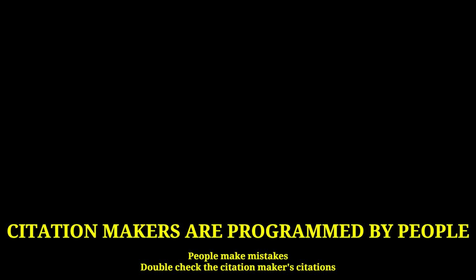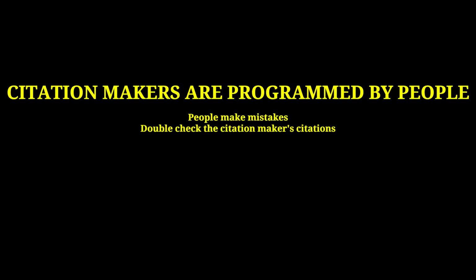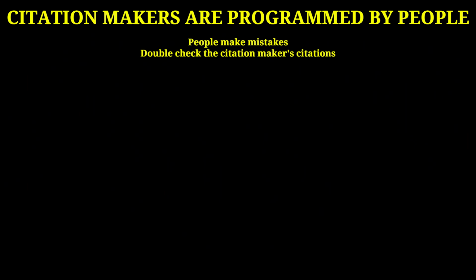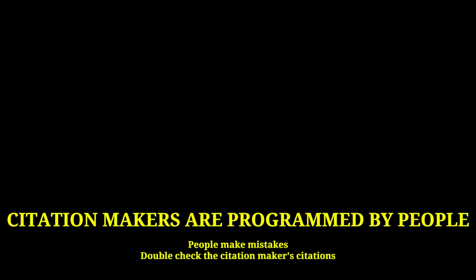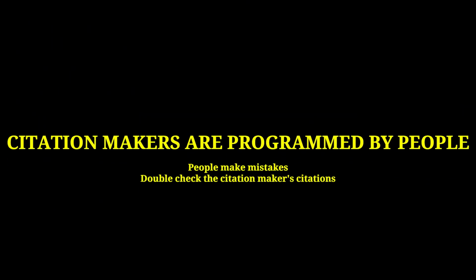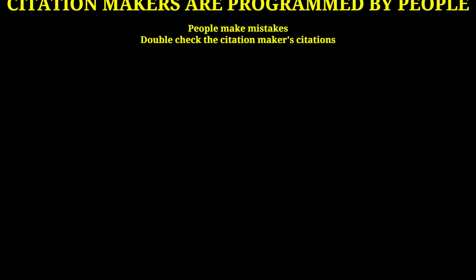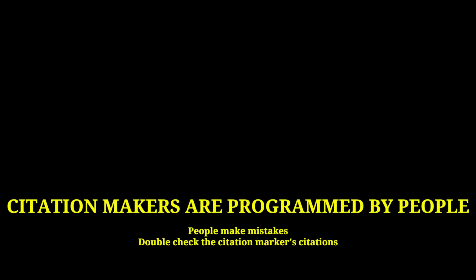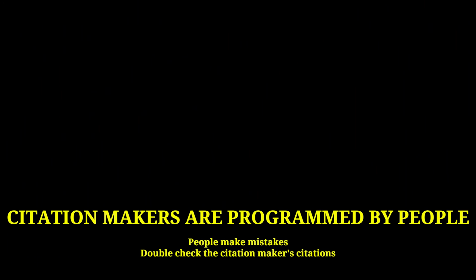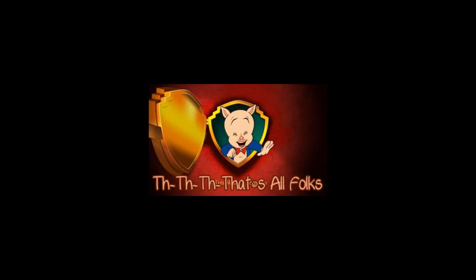I know that some of you are probably rolling your eyes saying, well, I'll just use a citation maker. But remember, citation makers are programmed by people. People make mistakes, and I've seen way too many times where citation makers spit out the wrong citation. So if you still decide to use a citation maker, that's your choice. Just double check what the citation maker puts out against the APA rules.